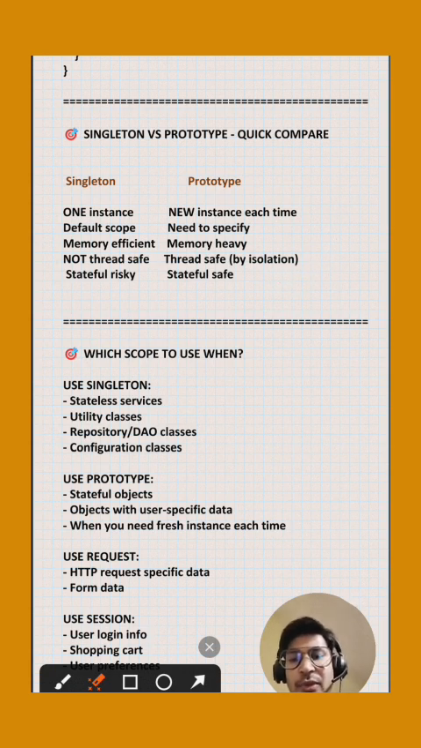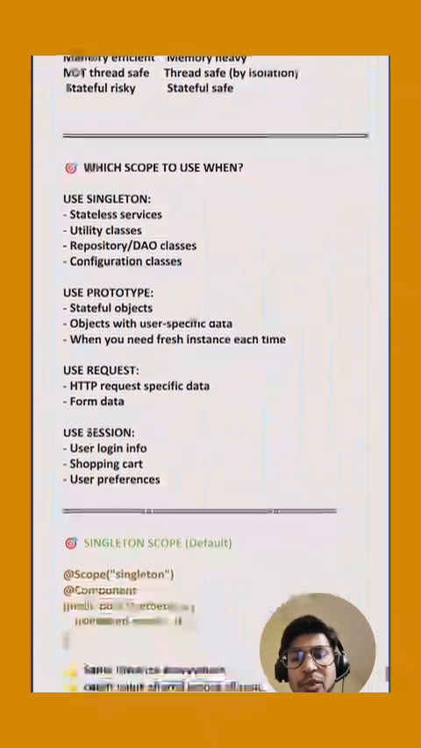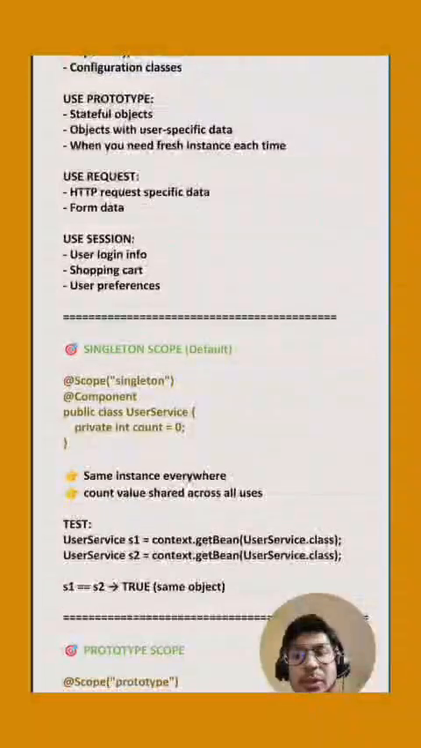We can use singleton scope for stateless services, utility classes, repository or DAO classes, and configuration classes. Prototype is for stateful objects and objects with user specific data, when you need a fresh instance each and every time. For HTTP request specific data, like form data, we can use request scope. For session, user login info, shopping cart, and user preferences, we can use session scope.